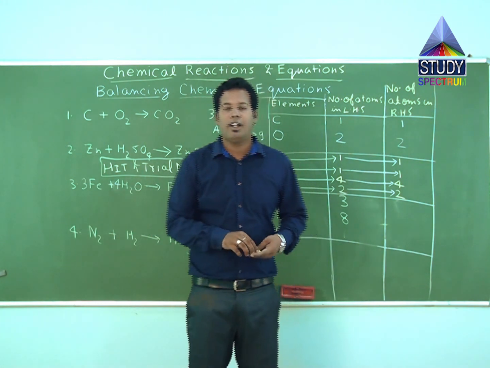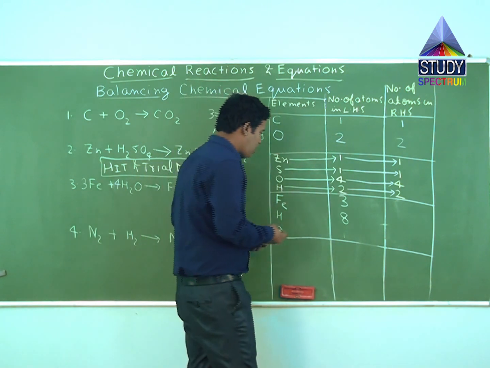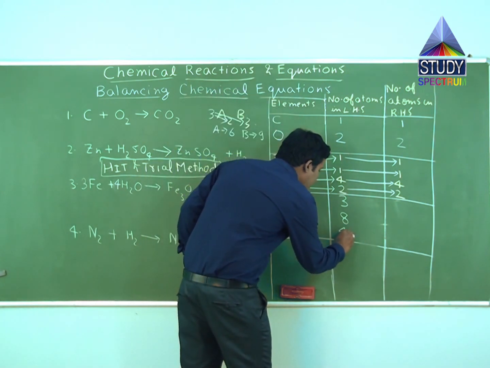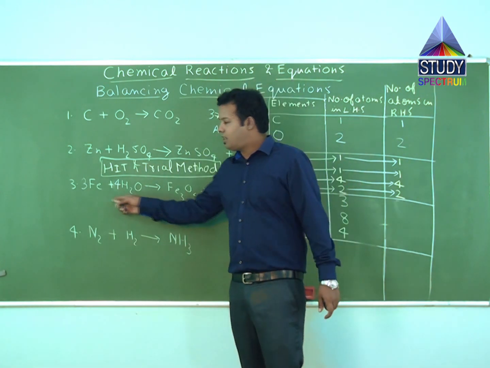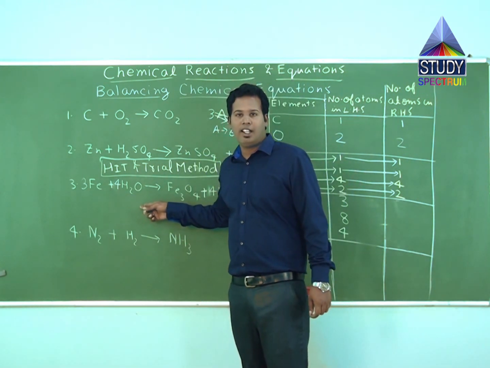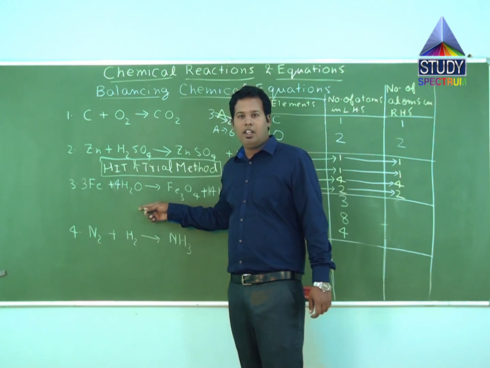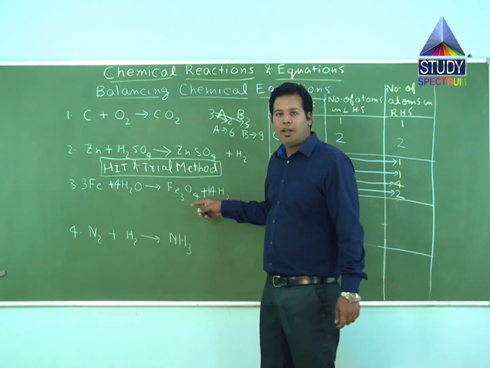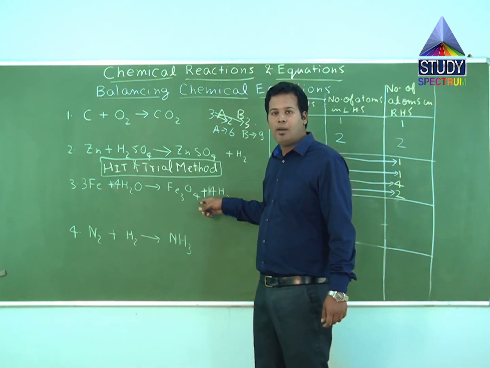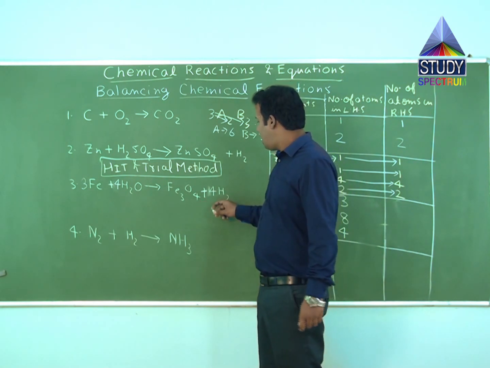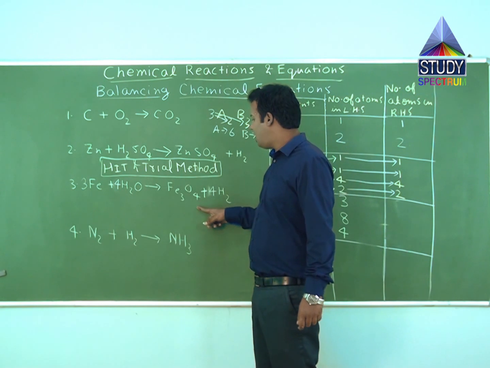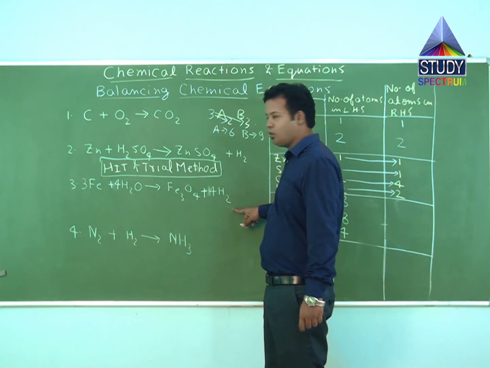So the number of oxygen atoms in LHS is coming out to be 4. Okay, so we are done with the LHS. We have calculated the number of each element in LHS. Let us see whether the number of atoms of those same elements is coming out to be the same in RHS or not. Now, in RHS we have two different products, Fe3O4 and 4H2.